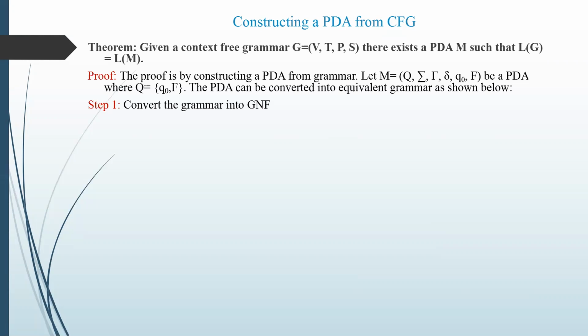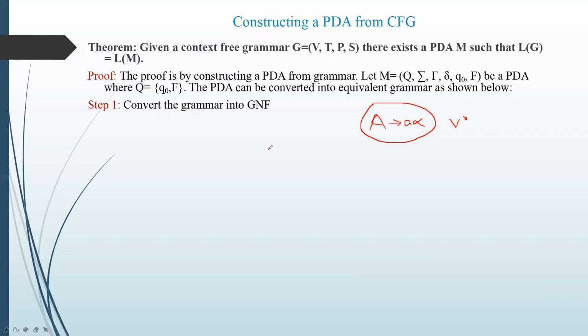All the productions in a grammar should be of the form A produces aα. What is this α? α is a variable star. When we say it is in GNF form, all the productions should be of the form A produces aα, where A is a variable, a is a terminal, and α is variable star. There can be zero or more occurrences of variables, but there should be a single terminal.